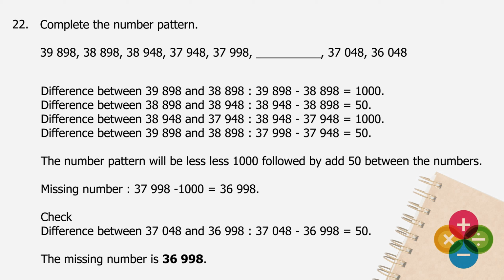The number pattern is a sequence of subtract 1,000, followed by add 50 between the numbers. The missing number will be 37,998 subtract 1,000, and the difference is 36,998. Let us check the answer with the next number. The difference between 37,048 and 36,998 is 50. The missing number is 36,998.